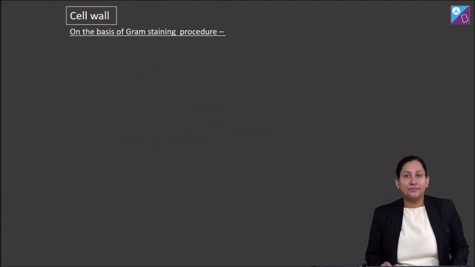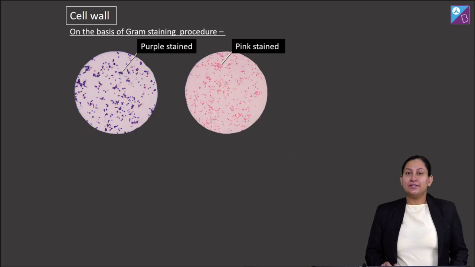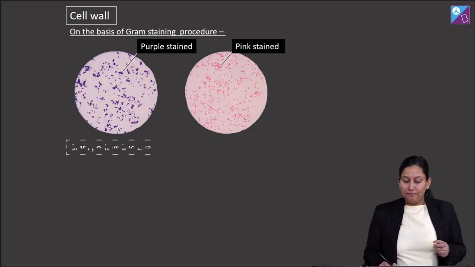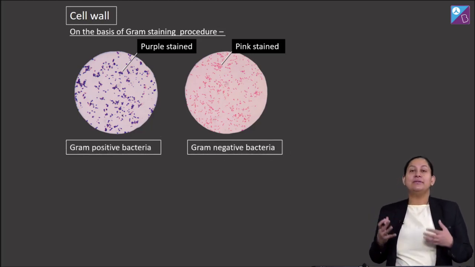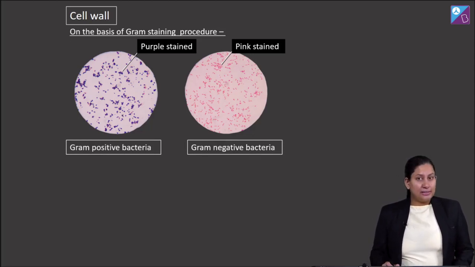Now, on the basis of cell wall, we can classify the bacteria into two categories, and this particular classification takes advantage of Gram staining procedure. So, on the basis of Gram staining procedure, we can classify the bacteria into two categories. The very first one is Gram positive if the bacteria stains purple, and it will be considered as Gram negative if the bacteria stain pink. Now, why is there a difference in stain color?